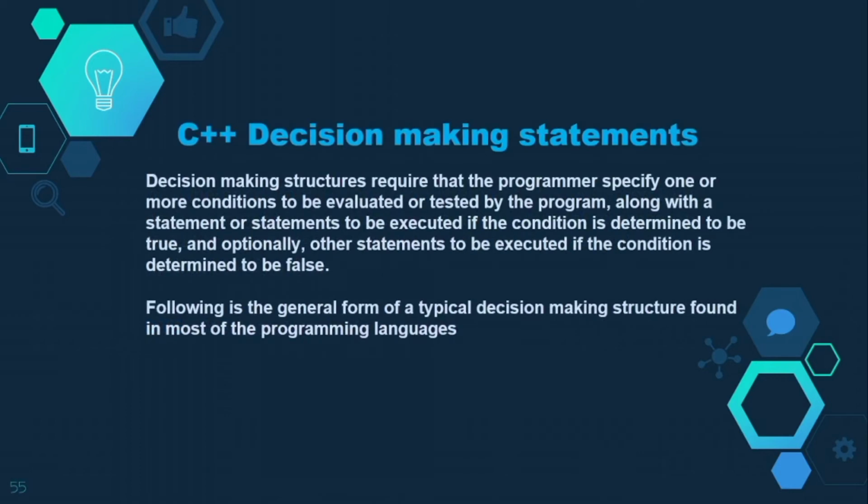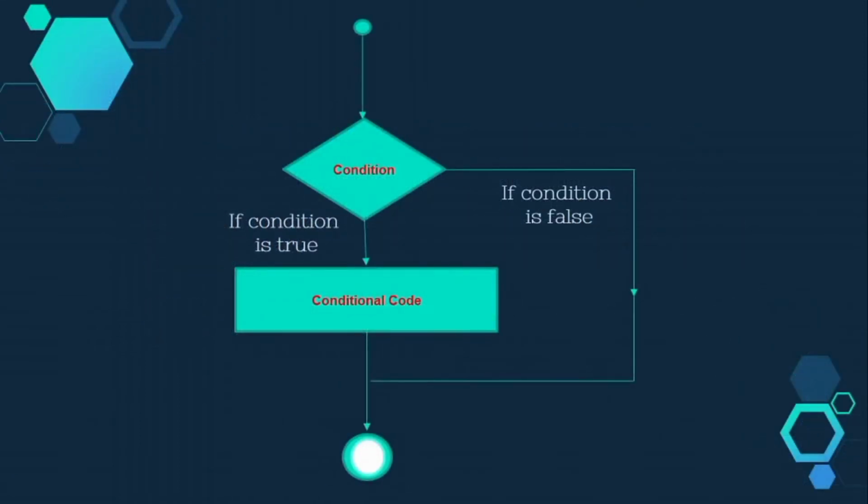C++ decision-making statements. Decision-making structures require that the programmer specify one or more conditions to be evaluated or tested by the program, along with a statement or statements to be executed if the condition is determined to be true, and optionally, other statements to be executed if the condition is determined to be false. Following is the general form of a typical decision-making structure found in most of the programming languages.